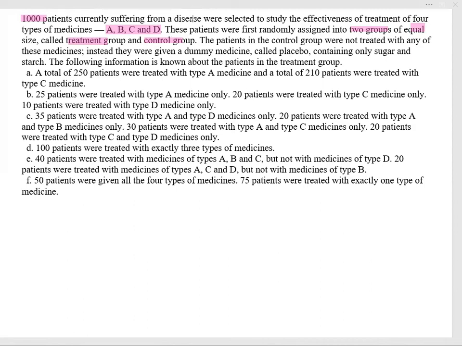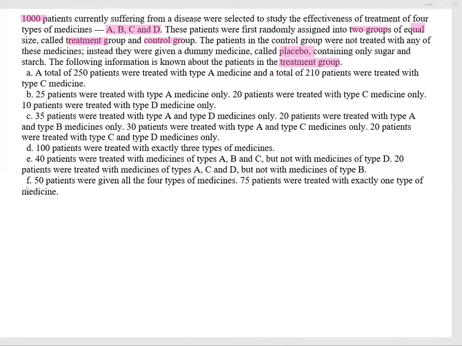Instead, so this control group, patients in the control group were not treated with any of these 4 medicine. Instead, they were given a dummy medicine called placebo, containing only sugar and starch. The following information is known about the patients in the treatment group, which is important part. These ABCD medicines given in the treatment group. So this is basically 500 number of patients.